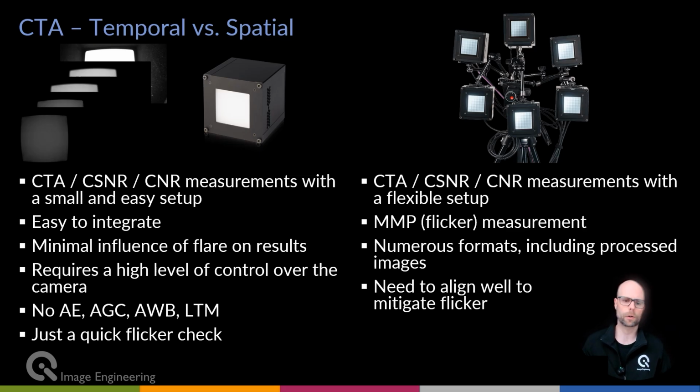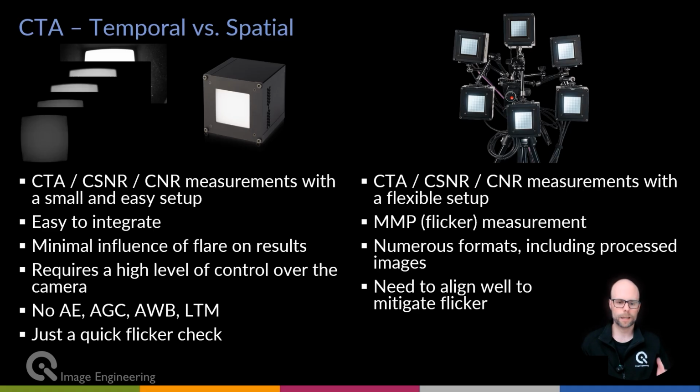For the temporal recording, like on the left, you can measure CTA, CSNR, CNR, so different measurements from the standard, with a small and easy setup. It's easy to integrate into your lab, or you could even do it on a bench or on a desk. The influence of flare from a lens is minimal, so you can perform this even with a cheap lens, no problem.